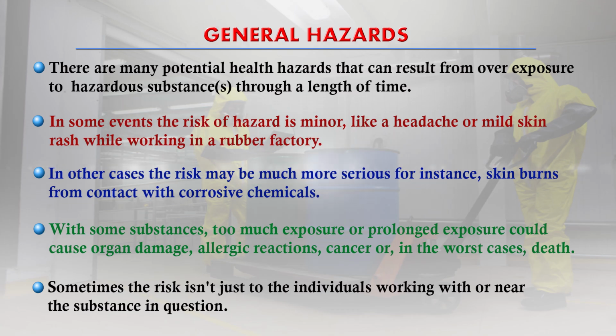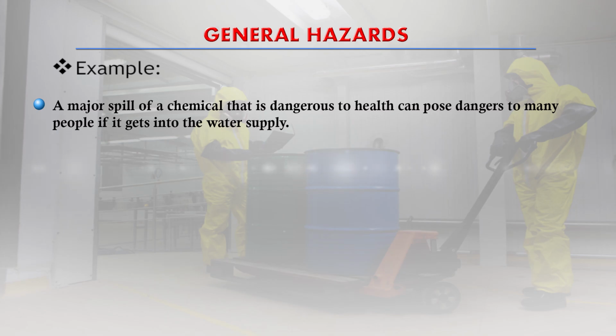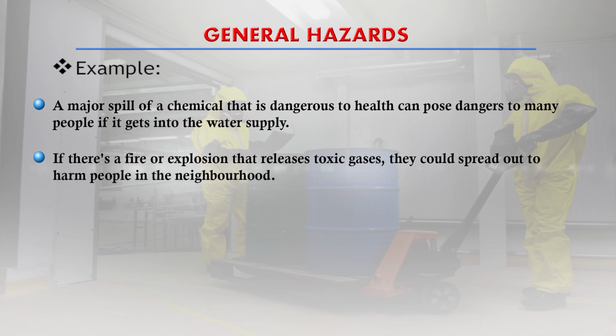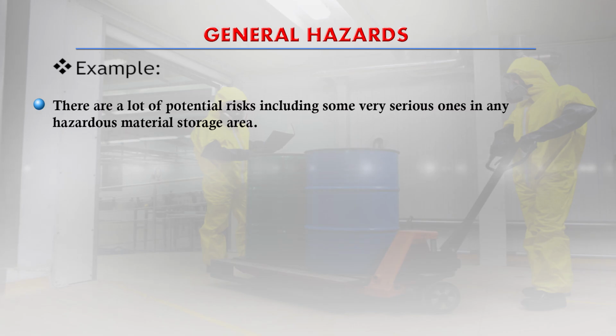Sometimes the risk is not just to individuals working with or near the substances in question. For example, a major spill of a chemical that is dangerous to health can pose dangers to many people if it gets into the water supply. If there is a fire or explosion that releases toxic gases, they could spread out to harm people in the neighborhood. Many such examples can be put together, that if there is danger anywhere, it is danger everywhere.